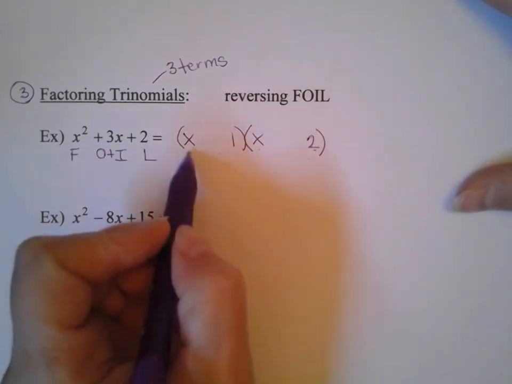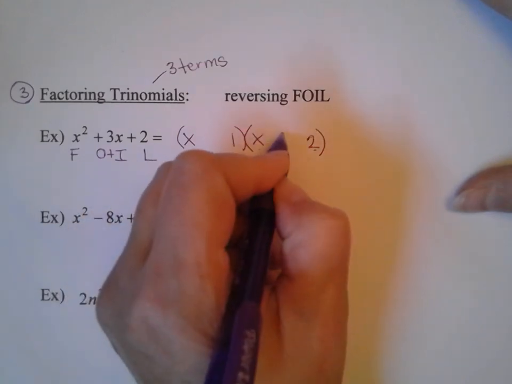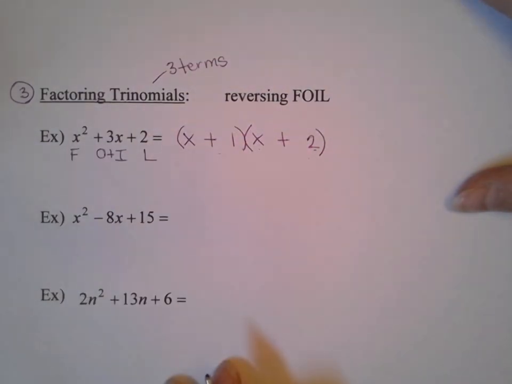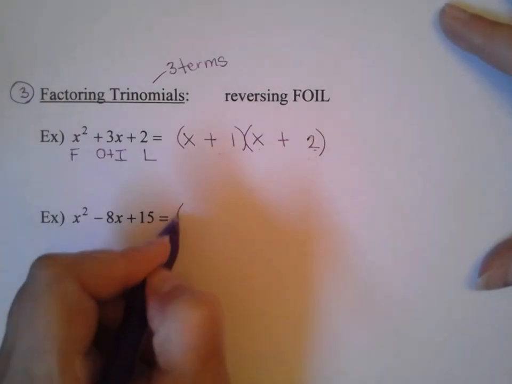On the outside I'll have 2x. On the inside I'll have 1x. So those will add up to be 3x if I make them both positive. So that's kind of the process I go through when I factor. So here's one that's maybe a little less obvious.